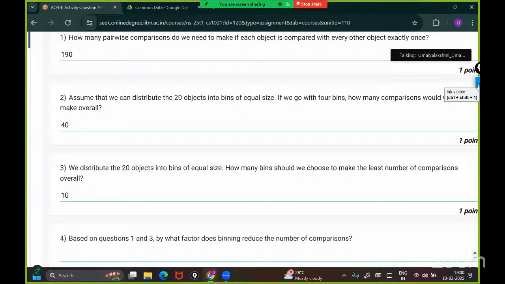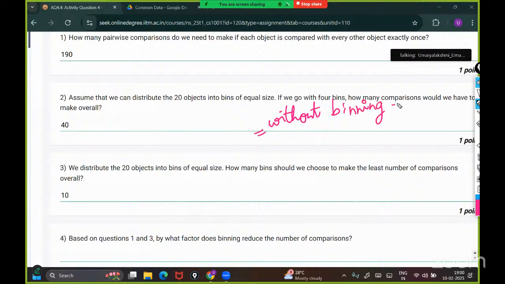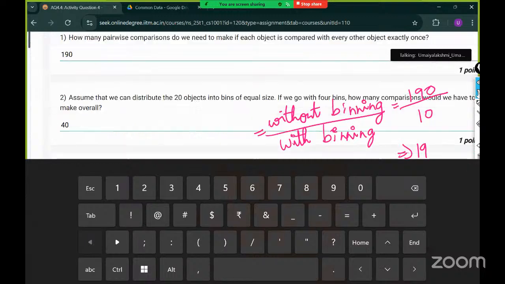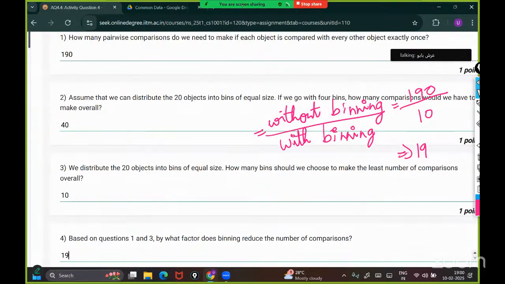So without binning, what is the answer we have got? Without binning is comparing with all, which means we have got 190, divided by with binning. With how many bins did we get the least comparisons? 10. So we'll get the value here as 19. So here the answer is 19. Is this clear to everyone? Yes, ma'am.